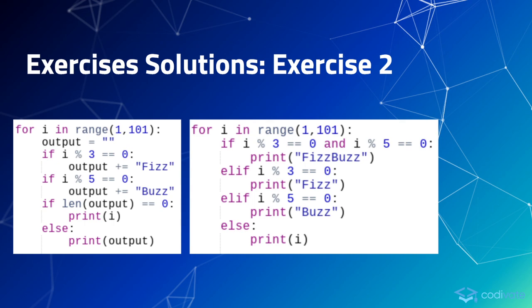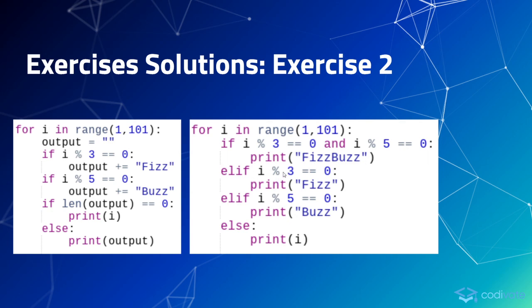Our next solution that we can use for this one is without using this output string. Instead, we start off with the same for loop as before, which is for i in range 1 to 101, because we are looping through the same set of numbers. Inside the loop, we are checking if the current number is a multiple of both 3 and 5. If that is the case, print fizzbuzz.